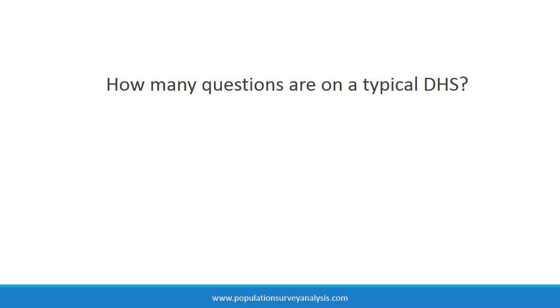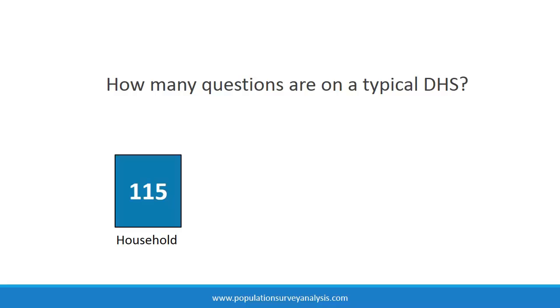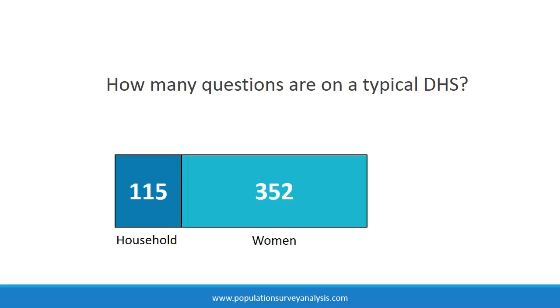Depending on how you count, during a typical DHS interview, women respondents answer about 115 questions about their households and household members, and 352 questions about themselves and their children. A single interview can easily take 2 hours to complete. Men respondents are asked roughly 165 questions. Additional time is needed in many surveys to collect blood samples and measure the height and weight of respondents and their children.